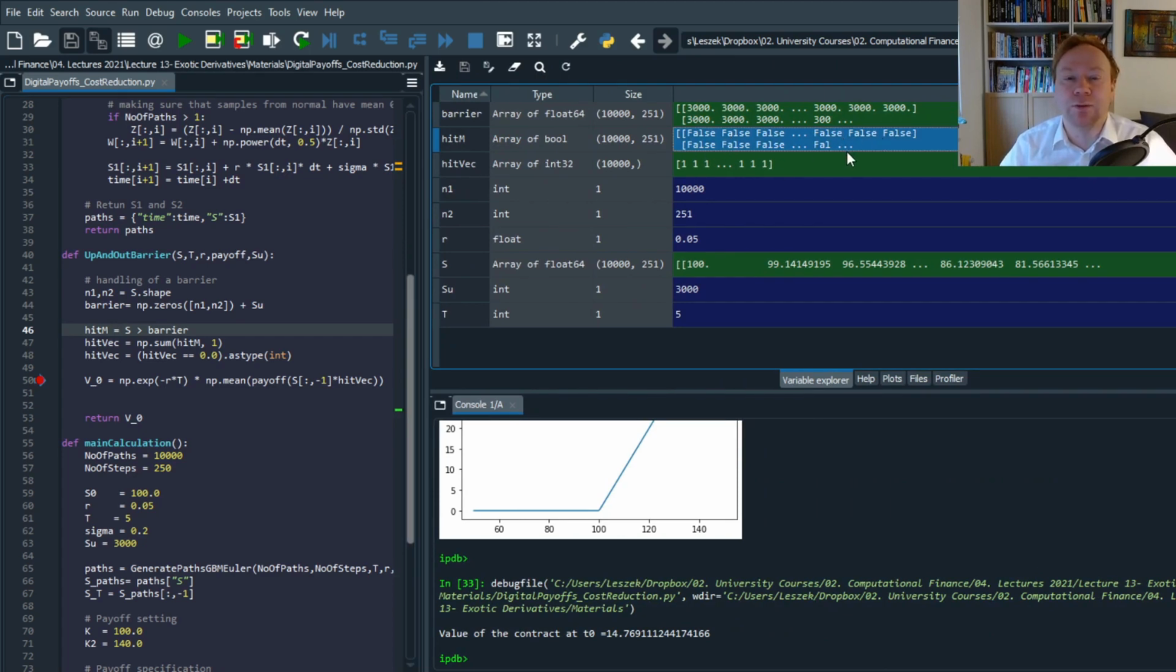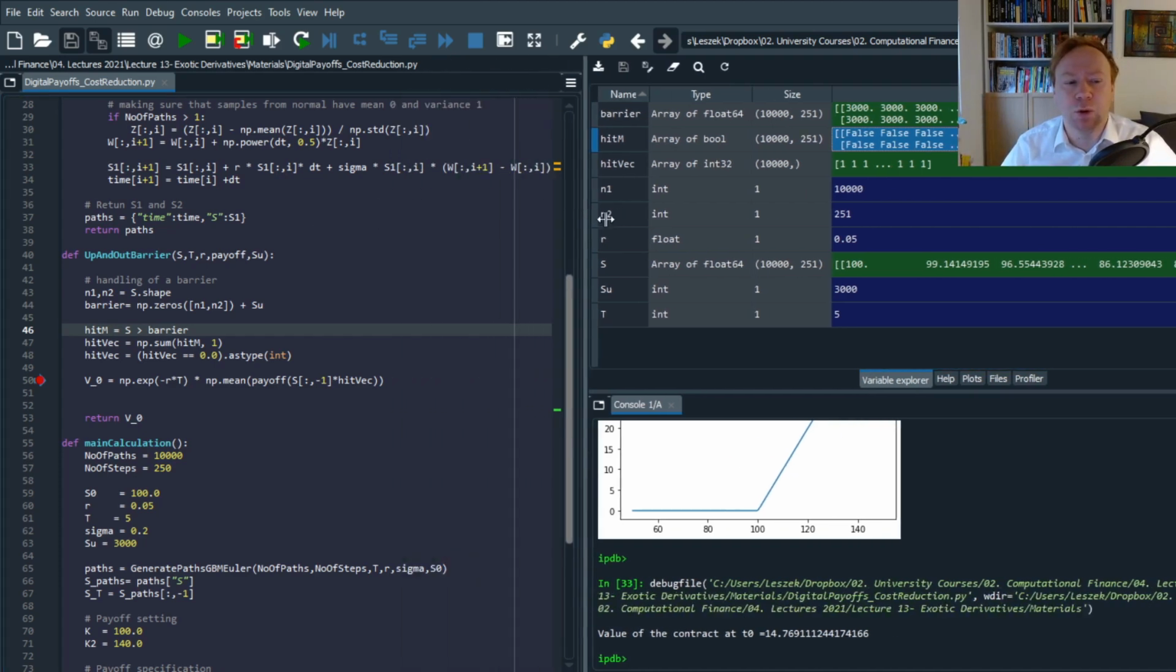Of course, in this case, we have specified SU to be extremely high. This means that all of those entries will be false. But once we change the barrier to be lower, then we can see that some values are hit or not hit. Of course, at this point, we just take the whole matrix and check whether the values have been higher or lower than the barrier, and now we will have to do something more about it.